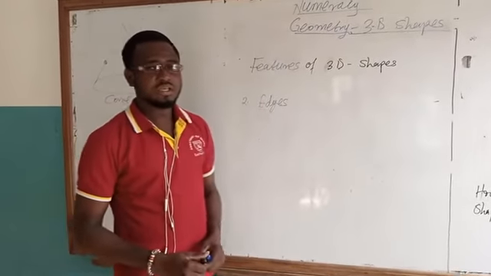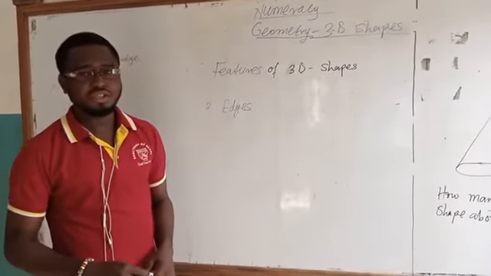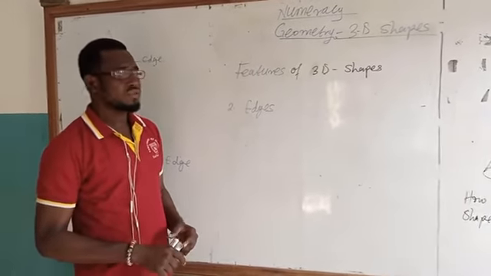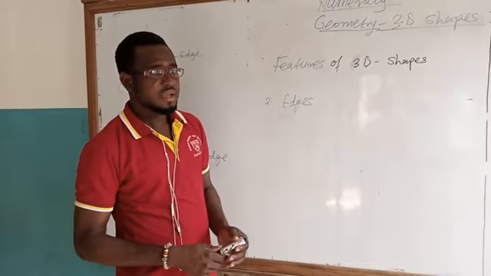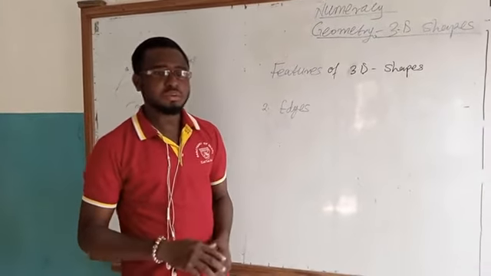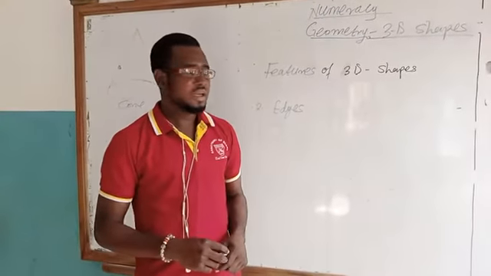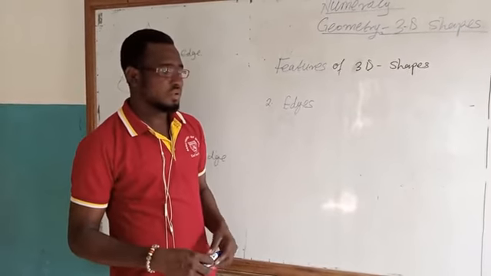At the last session, we discussed geometry. Then we talked about 3D shapes. We considered one of the features of the 3D shape, which was the face. Then we talked about two types of face in a 3D object. We said we have the curved face, and then we have the flat face as well.